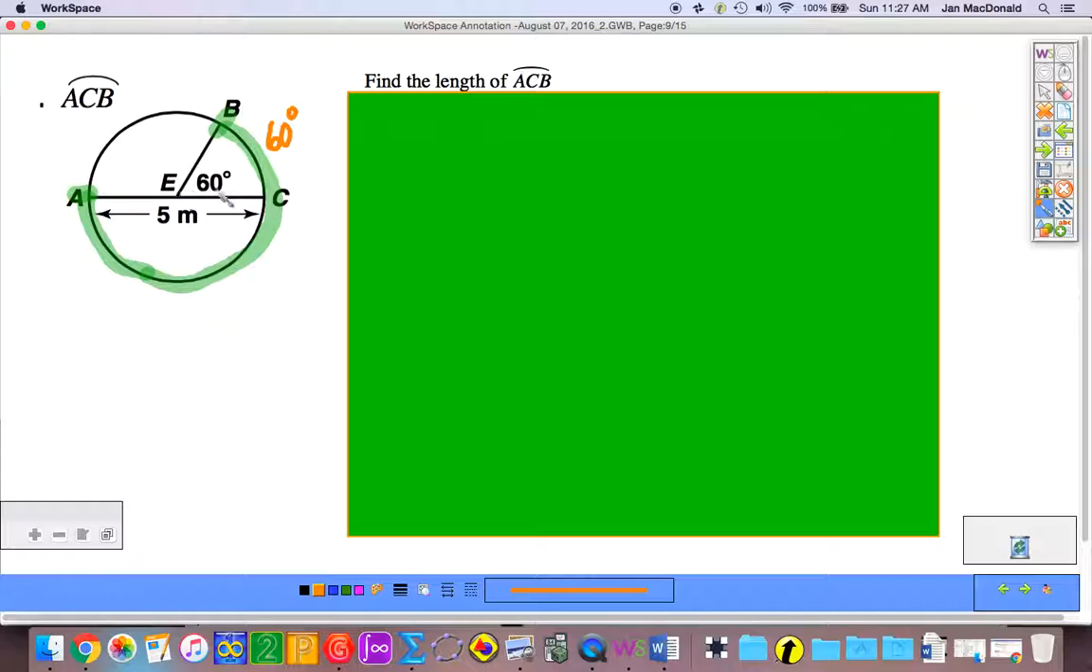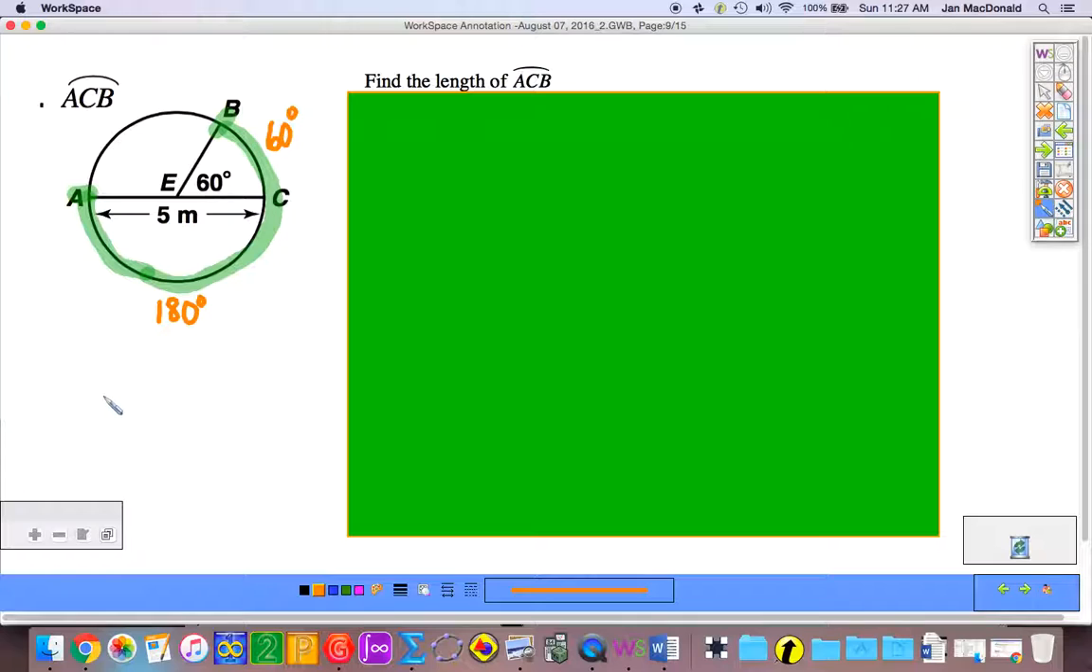I can clearly see that AC is the diameter of the circle. So that means this semicircle would have a measurement of 180 degrees. That means the measure of my arc in degrees, remember arcs are measured in degrees, would be 240 degrees. We need that measurement because we know that arc length is piece of circumference.